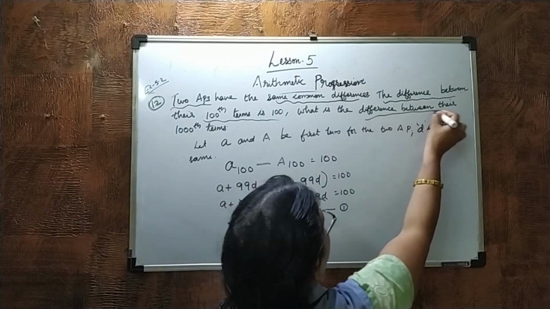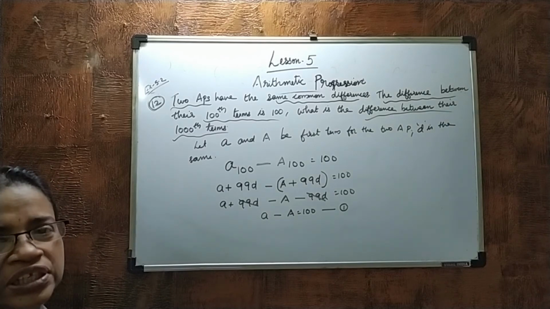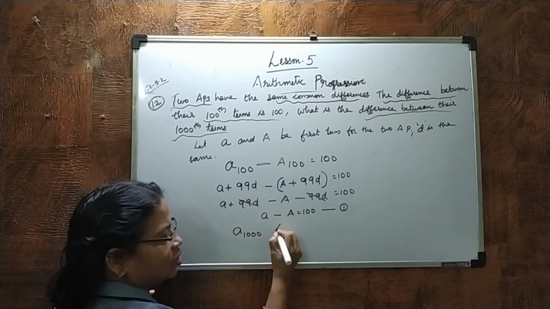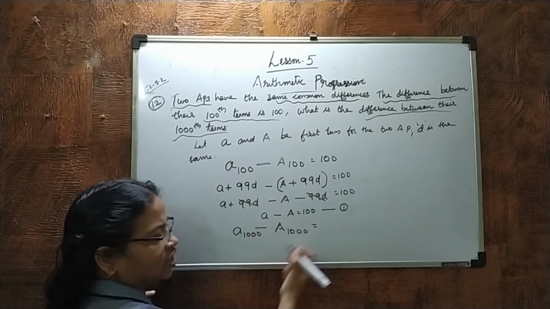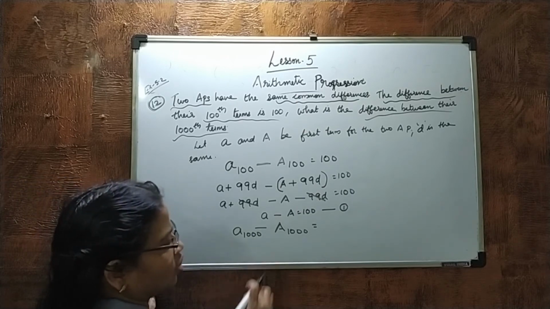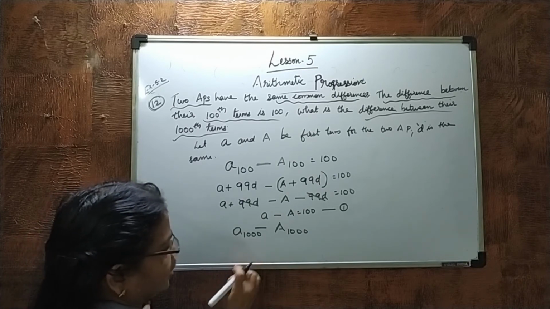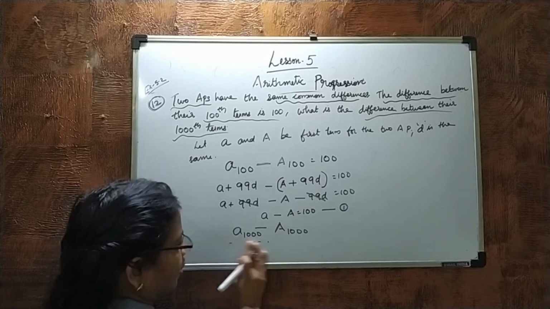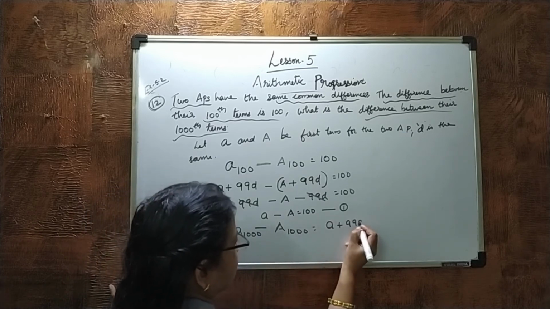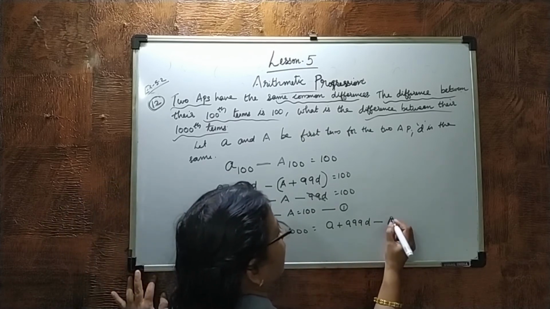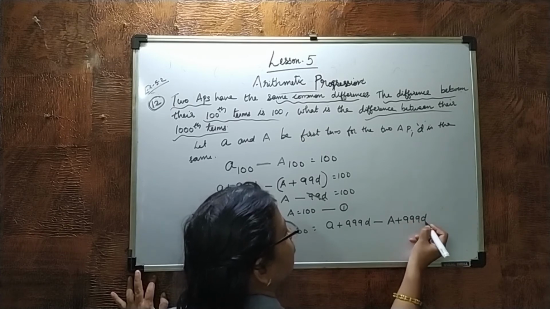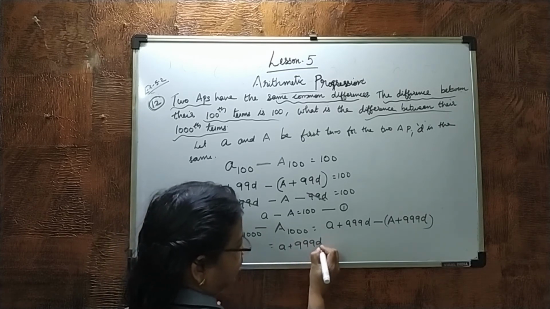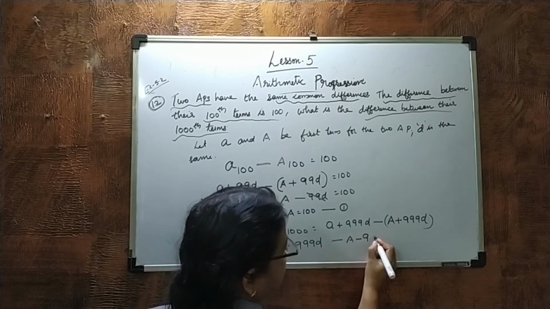Again the second one you have to find out. What is the difference between their thousandth terms? So the thousandth term you have to find out, and then the difference. Thousandth term means for the first AP it will be A1000 and for the second AP capital A1000, and their difference you have to find out. So what will we write now? A1000 means a plus 999D, minus, here also capital A plus 999D in brackets. Right? Here again you can expand, so it will be a plus 999D minus A minus 999D.